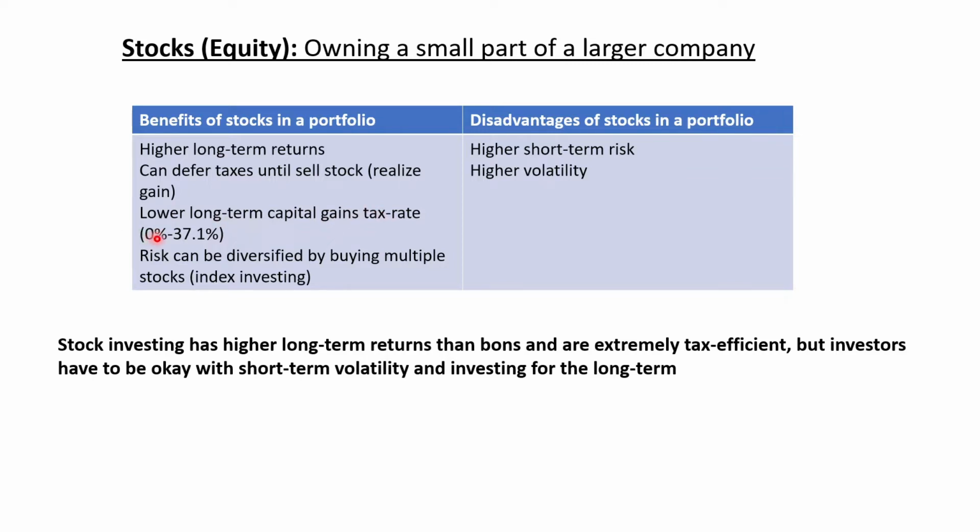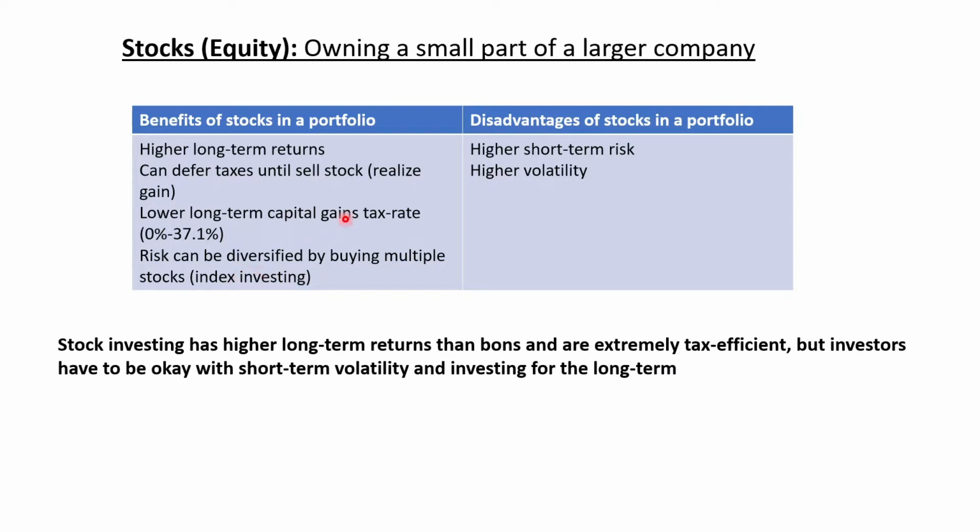Again, it can be anywhere from as low as 0% to 37.1% currently in California. Again, the higher income you're earning, the higher tax rate you're going to be in. And the risks of investing in stocks can be diversified by buying multiple stocks, known as index investing.